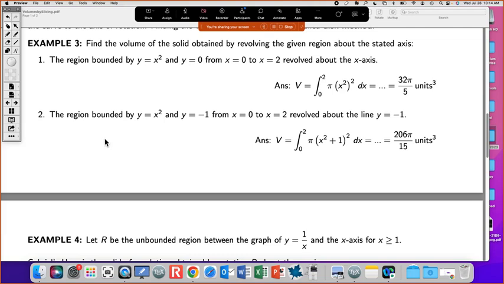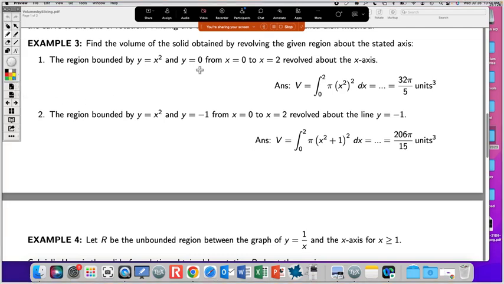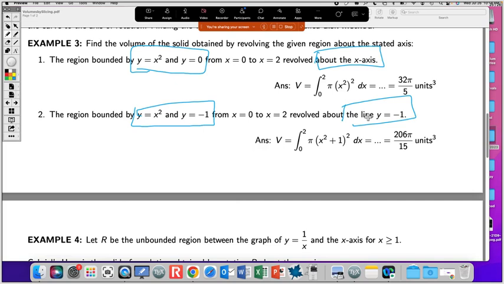Let's look at number 2. Very similar. What's the change? Instead of being bounded by y equals x squared and y equals 0, revolved around the x-axis, now I've got y equals x squared, y equals negative 1, and now we're rotating about what? The line y equals negative 1. All right. So it's essentially the same picture.